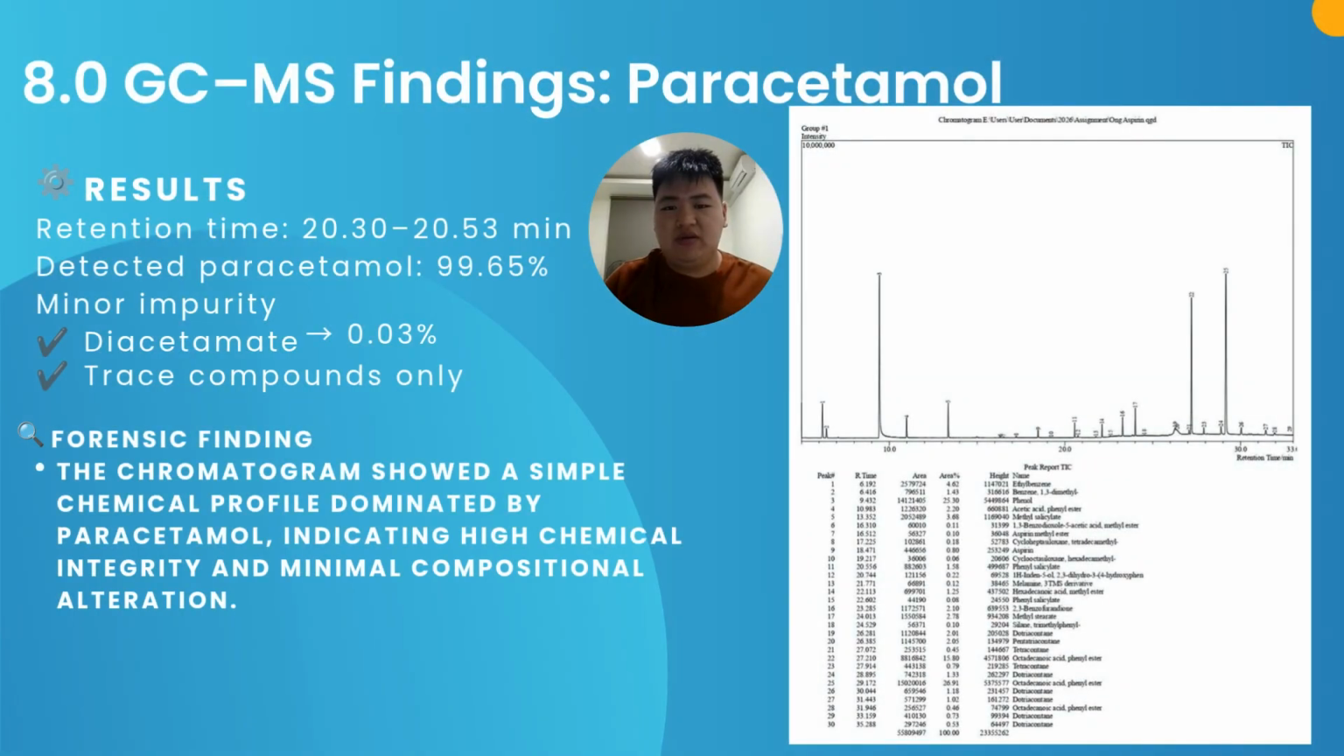The GCMS chromatogram of paracetamol showed a relatively simple chemical profile, with paracetamol representing approximately 99.65% of the total detected composition. Only trace impurities such as diacetamide were identified in very small quantity. Since only minimal secondary compounds were detected, this finding indicates that the sample remained chemically stable and maintained high purity. This also supports the UV and SEM findings, which show normal concentration behavior and intact particle morphology.